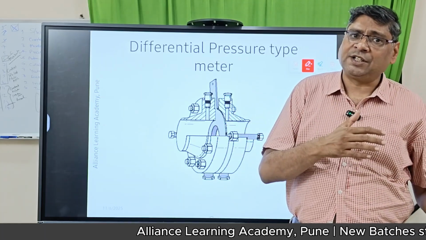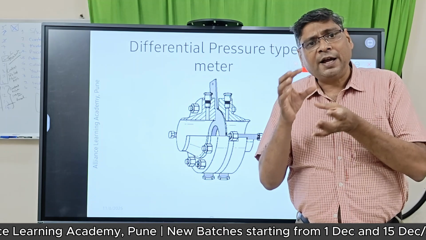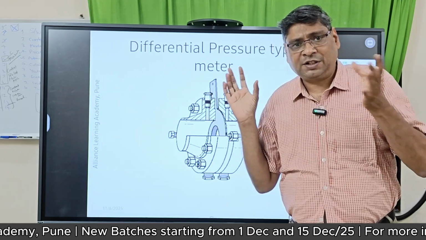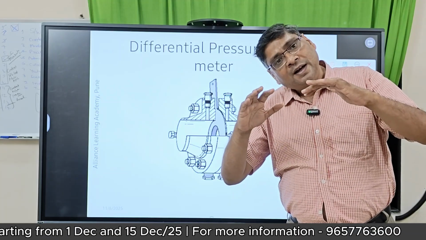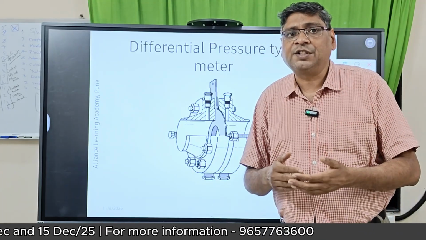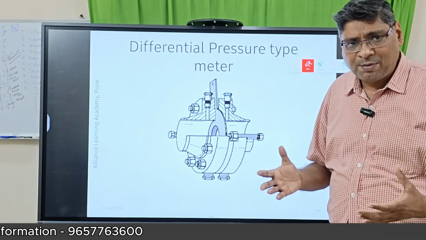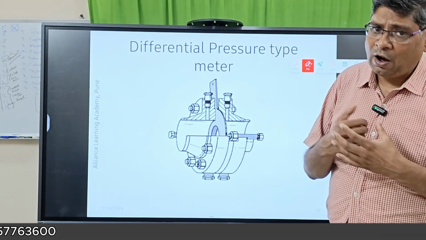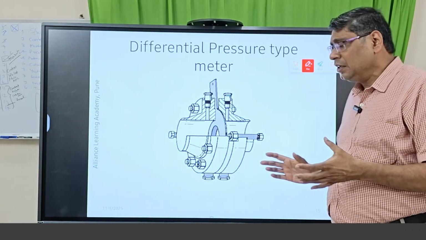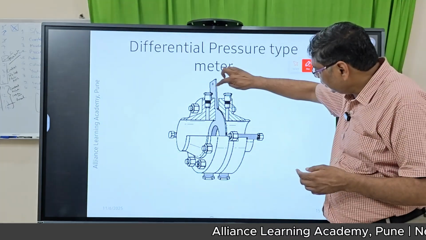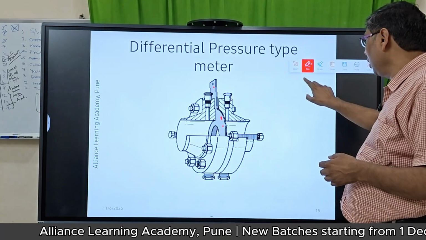Then again the same things which we understood in the basics in the last session, that Q is equal to area into velocity. So the same principle will be applicable here also, but in a different way. So the first DP type flow meter, very famous and widely used, is the orifice flow meter. Now if you see here the gray part, this gray part is the orifice. It will look like this.